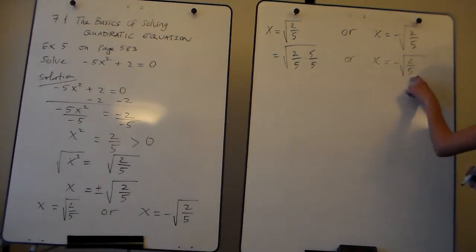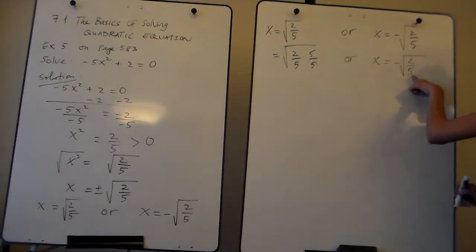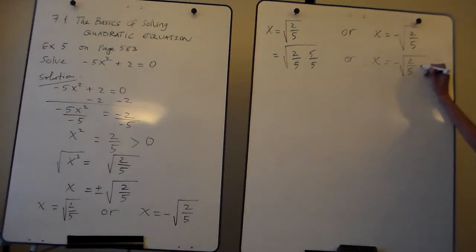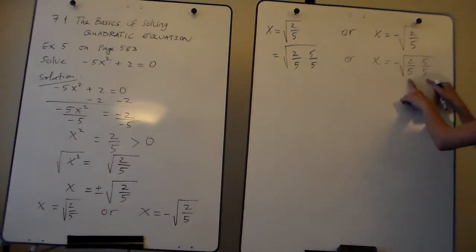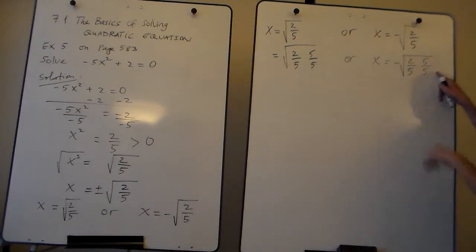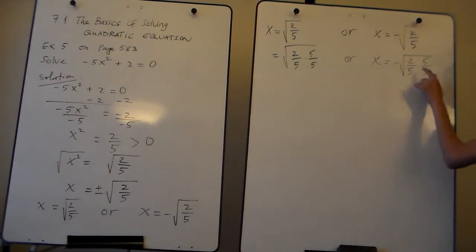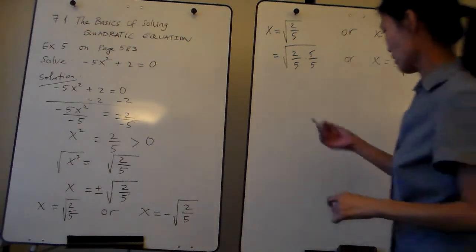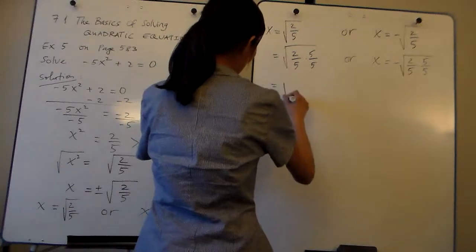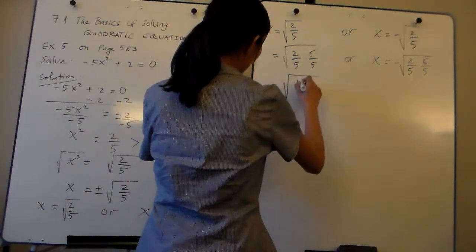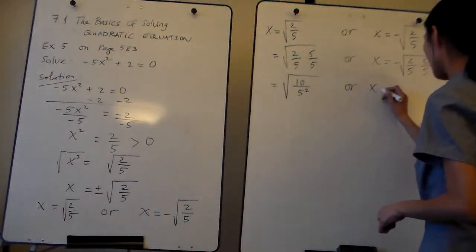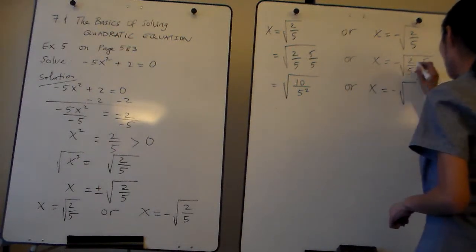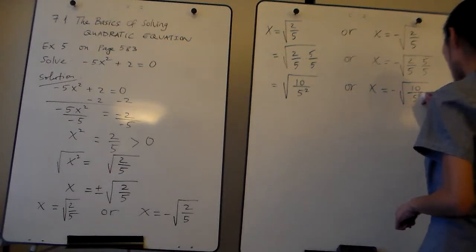My goal is to bring the denominator outside of the radical. To do that, I need to multiply by 1, and this one is 5 over 5. This 5 matches with the denominator, okay? Identical to the denominator. That's what I want. That's why I multiply by 5. Simplify, I get square root of 2 times 5 is 10 divided by 5 squared, or x equal to negative square root of 2 times 5 is 10 divided by 5 squared.